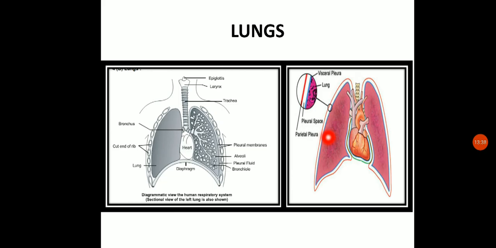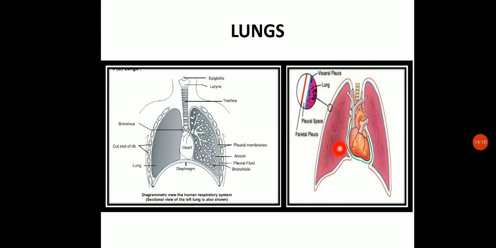Let us discuss the structure of the lungs first of all. The human lungs have a pleural cavity. So what is the pleural cavity? Here you can see this is the pleural cavity. We have two different membranes, the parietal pleura and the visceral pleura. So the lungs are surrounded by two pleural membranes: here you can see this is the parietal pleura and this is the visceral pleura.